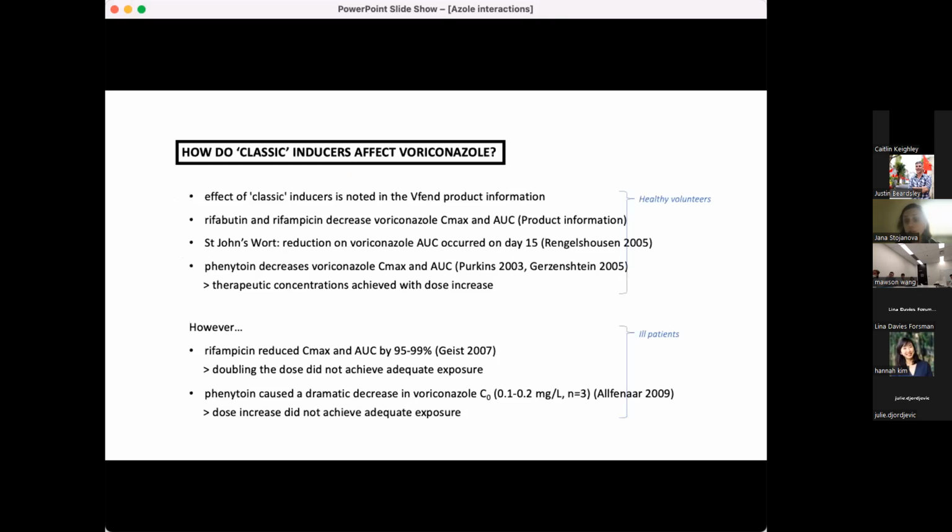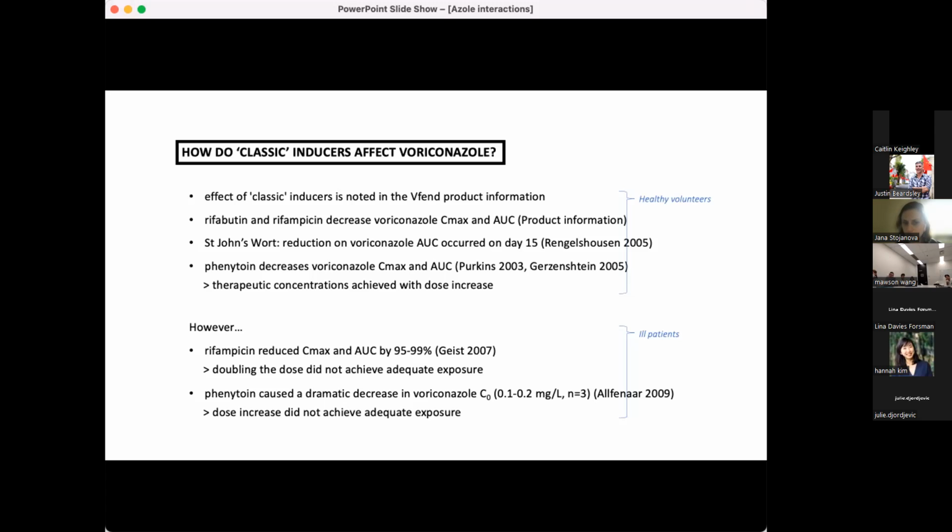So how do classic inducers affect voriconazole? The classic inducers are noted actually in the product information. They've got a few early studies on this, but I just really want to make the point that these were all healthy volunteers in all these instances. So rifabutin and rifampicin decreased voriconazole Cmax and AUC. Phenytoin likewise, the effect was, as I mentioned, something like 50% reduction, nothing like the dramatic drop to very low concentrations that do not respond to increased dosing.